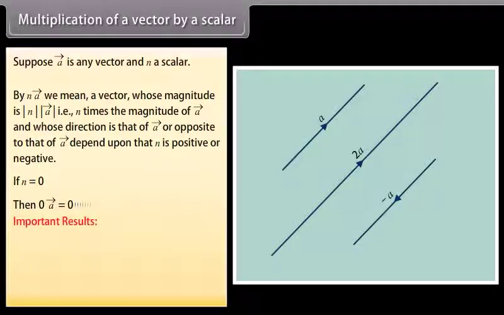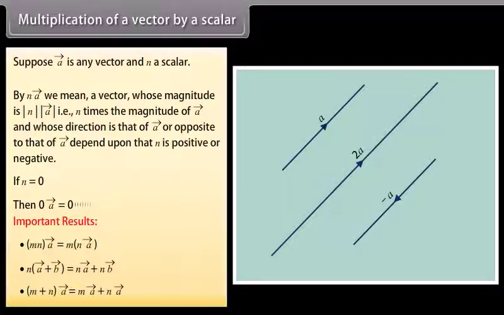Important results. m(n vector A) equals (mn) vector A. n times (vector A plus vector B) equals n vector A plus n vector B. (m plus n) times vector A equals m times vector A plus n times vector A.